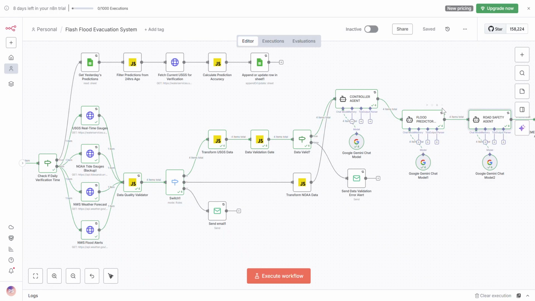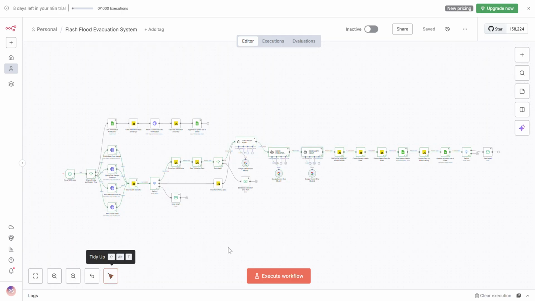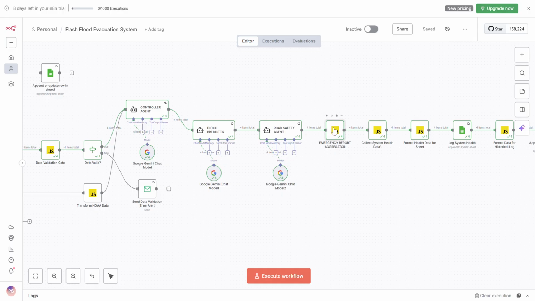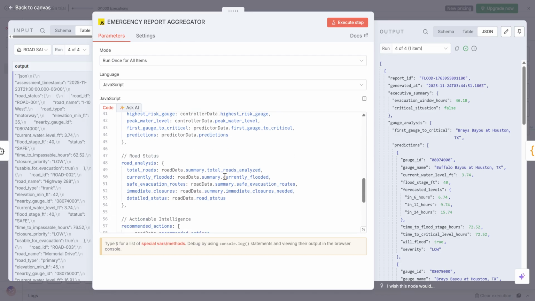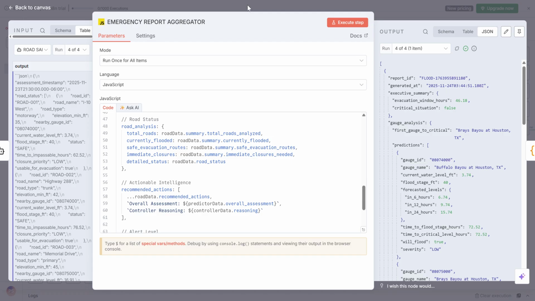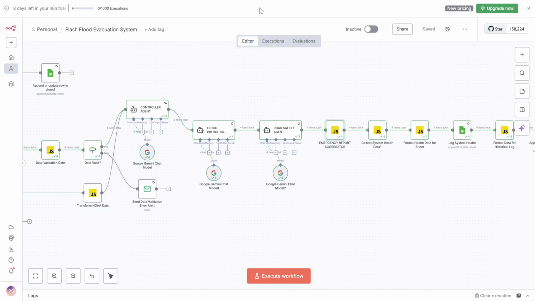And then finally we have the emergency report aggregator. So finally, the emergency report aggregator will combine all the three agent outputs into a comprehensive report. So this gets sent as an HTML format email alert to the emergency managers, and it gets logged to the Google Sheets for the historical tracking. That's the architecture. The main pieces are multi-source data collection, custom validation, three agent processing, and actionable output.